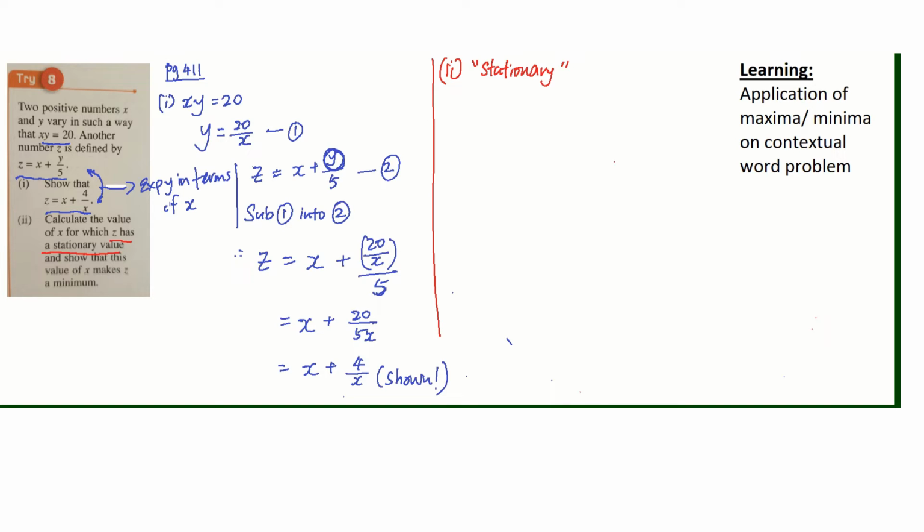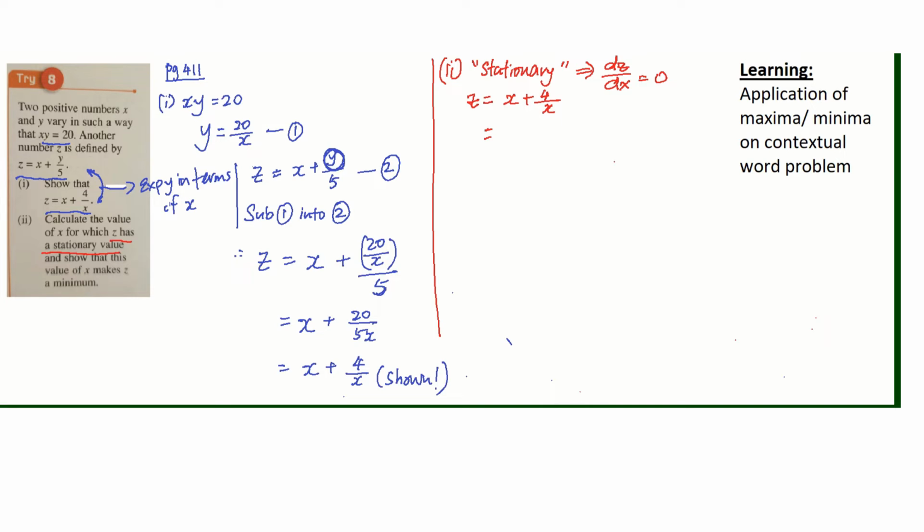So when we talk about stationary point, stationary value, we are talking about dy/dx equals 0. That's what we loosely would use, because we are usually given y in terms of x. But in this case, we are given z in terms of x: z equals x plus 4 over x. So when they say that z has a stationary value, in the context of this question, it is saying that dz/dx equals 0.